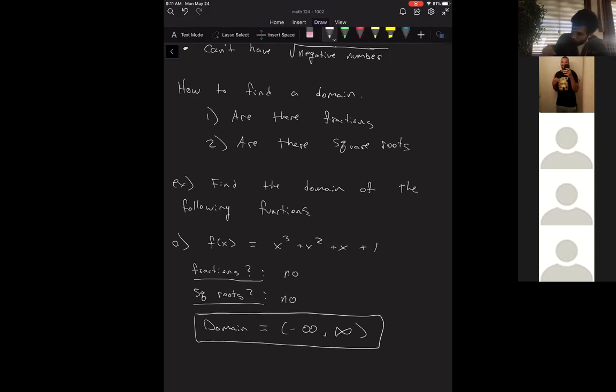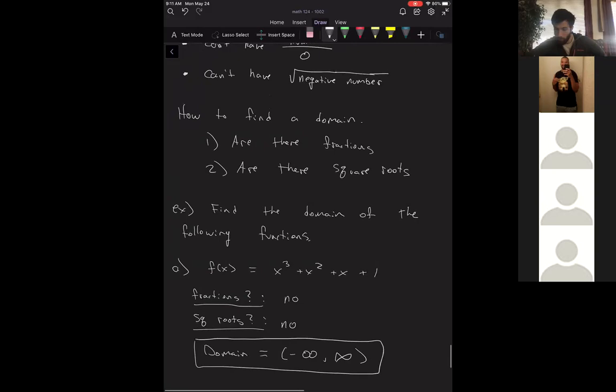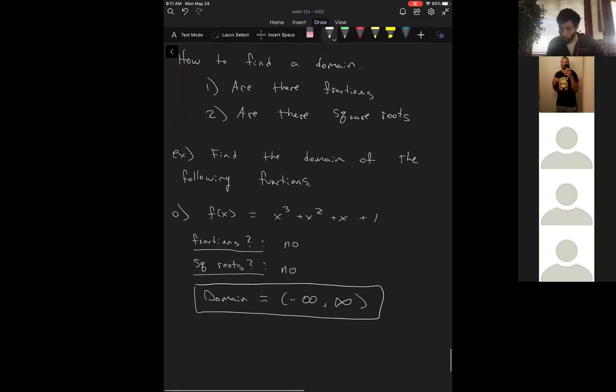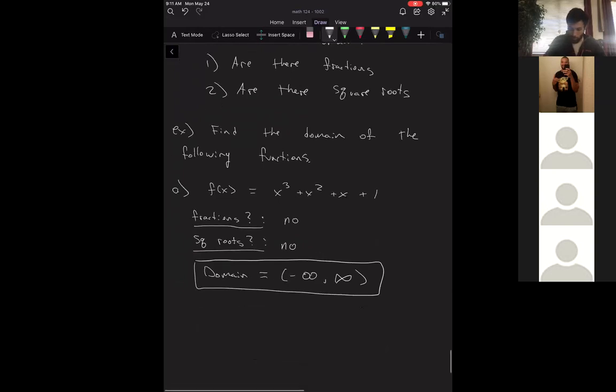Whenever we don't have fractions and we don't have square roots, what this tells us is we can plug in any number. There's no number we can plug in here that's going to give us a problem. The only time we have a problem is if there's 0 on the bottom of a fraction or if there's a negative square root. If there are no fractions and there are no square roots, then it's impossible to get a 0 on the bottom of a fraction or a negative square root because those things weren't even there to begin with. So no fractions, no square roots, it means the domain's all real numbers.